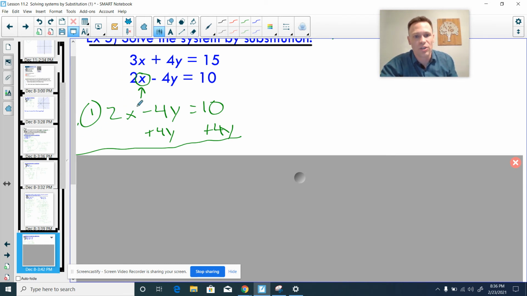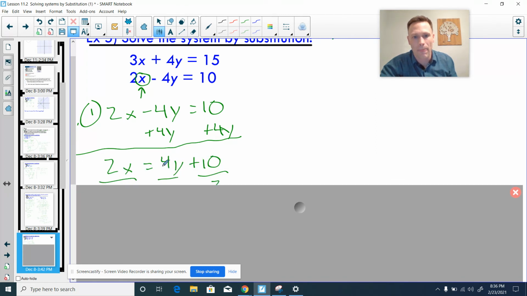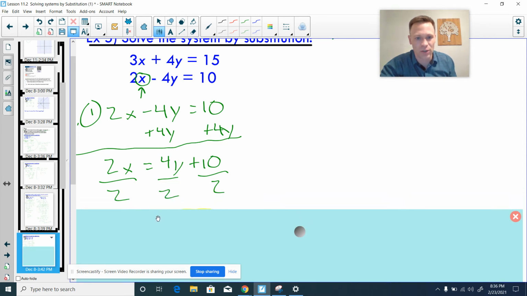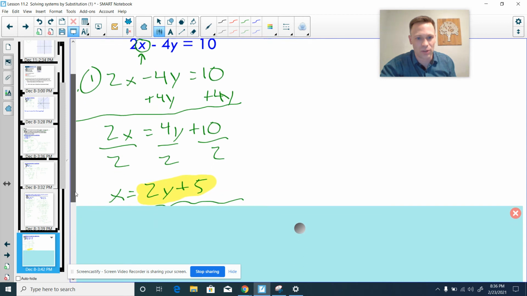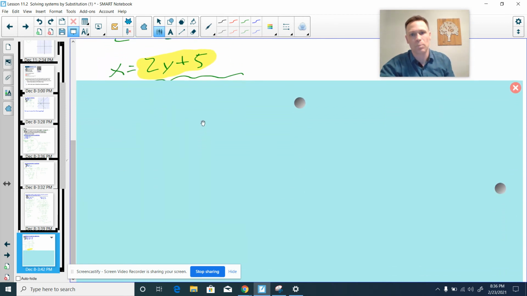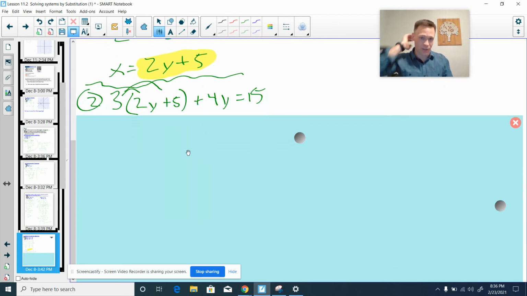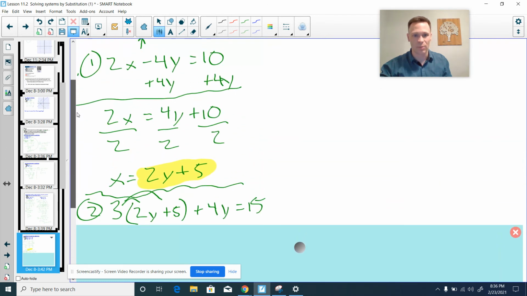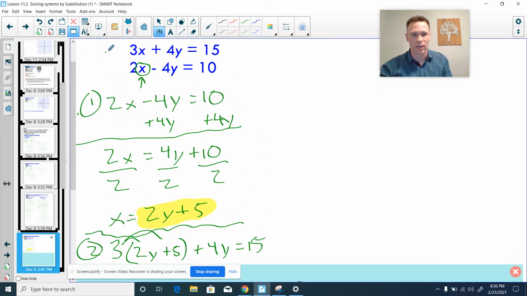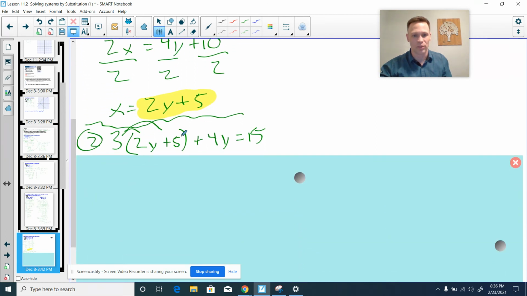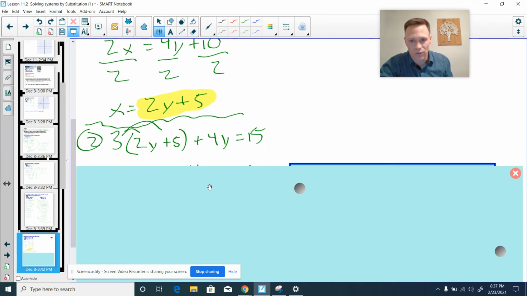Okay, to solve for x, the first thing I have to do is add 4y to both sides. So we're doing that there. I get 4y plus 10 on the right side, 2x on the left. To solve for x, I then have to divide by 2. And then I get x is equal to 2y plus 5. Once x is equal to 2y plus 5, I take that and substitute it into the top equation right there. And so instead of x, I have 2y plus 5 plus 4y equals 15.